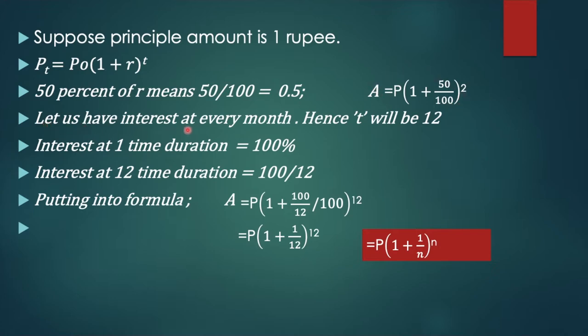So let us have interest at every month. So the T will be what? 12. So interest at one time duration is 100%. Interest at 12 time durations is what?